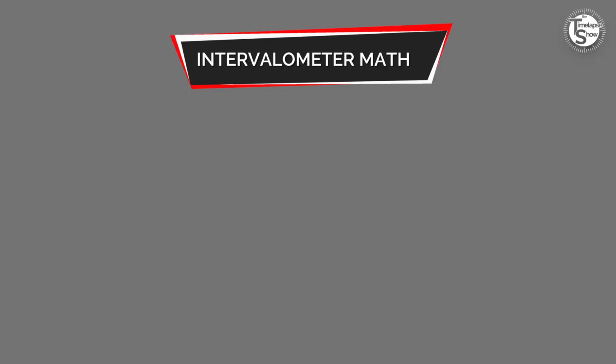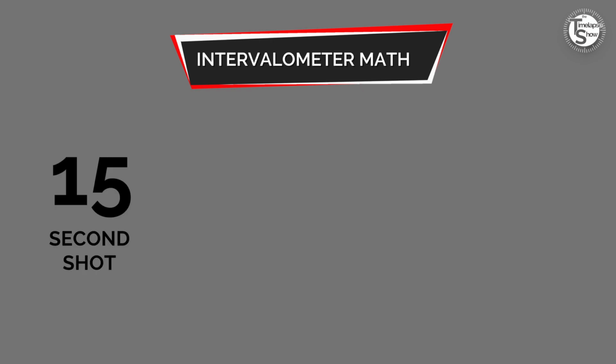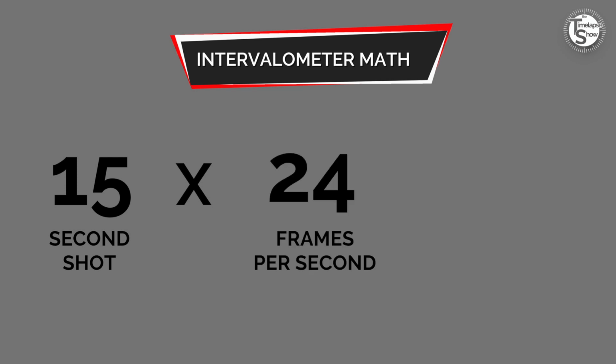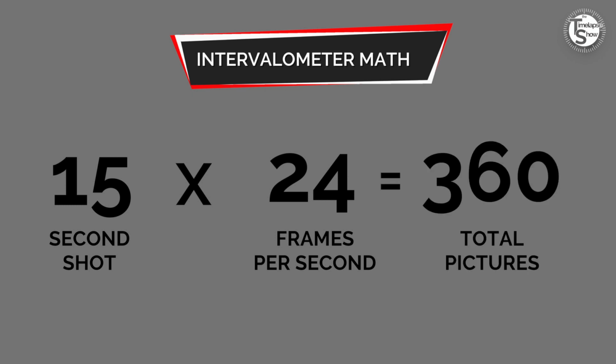Okay, so here comes the math. So we want a 15-second shot. We need to multiply the 15 seconds times 24 pictures needed for each second. That means we need a total of 360 shots in order to get enough pictures to produce this time-lapse.